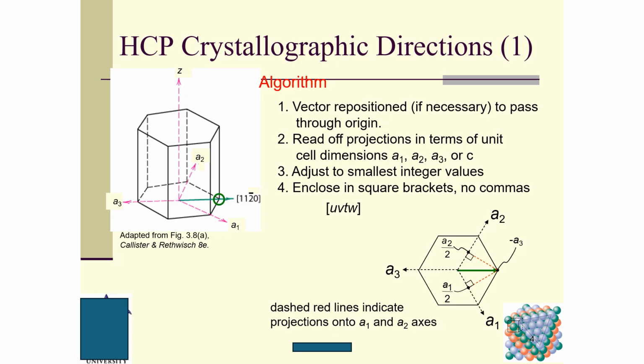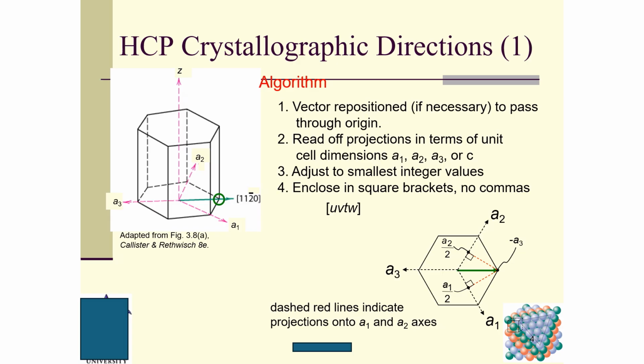So a1, a2, a3. You can see very clearly. So this is minus a3 because it is in the opposite direction. The dashed red line indicates projection onto the a1 and a2 axes, and this is based on the projections in terms of unit cell.